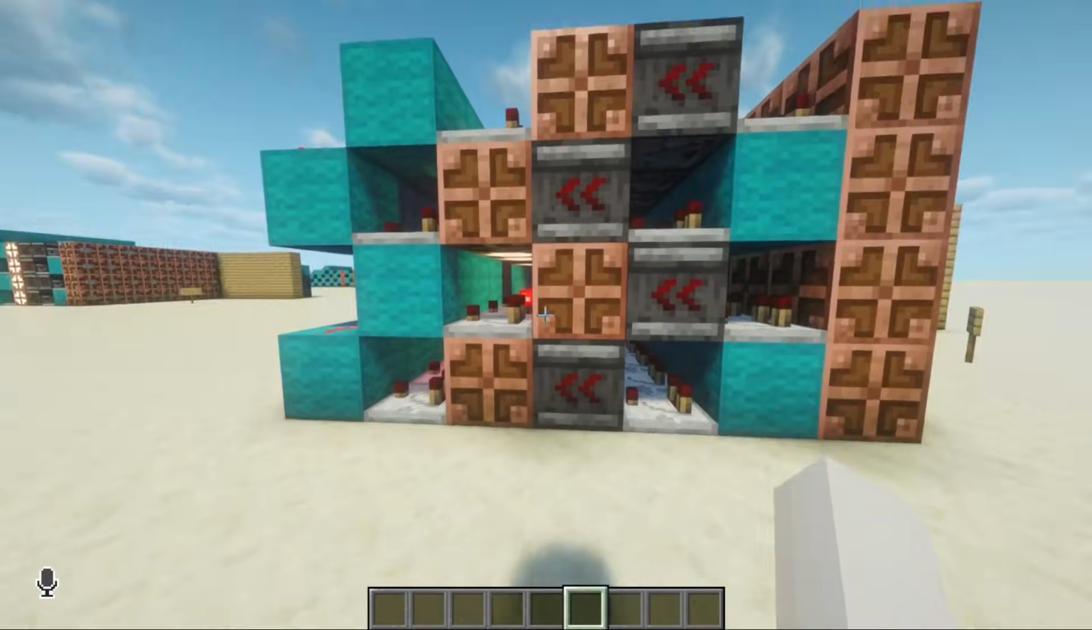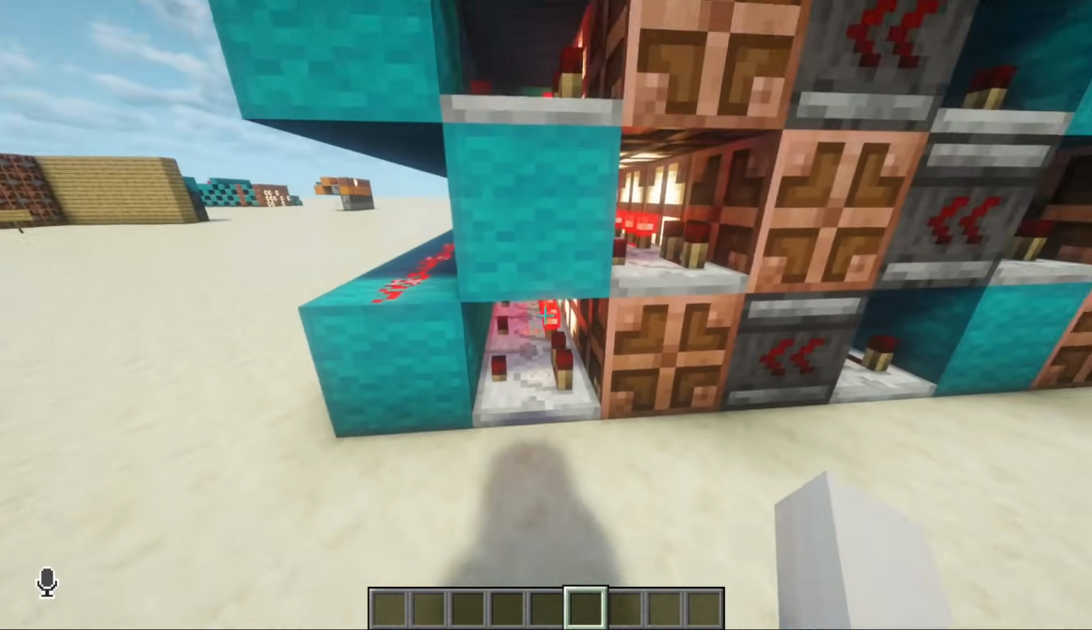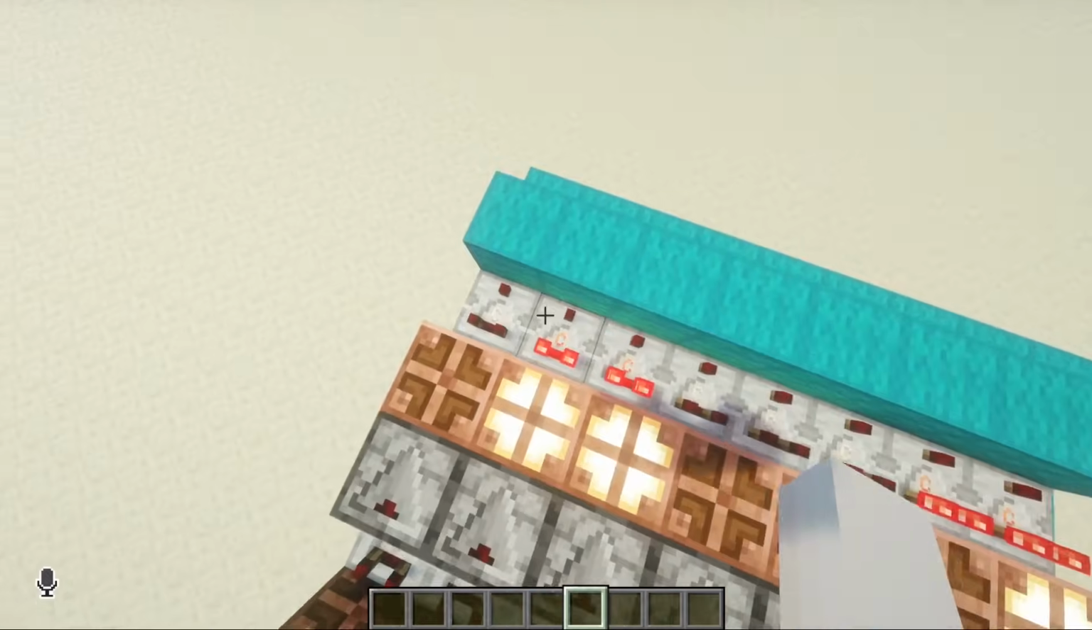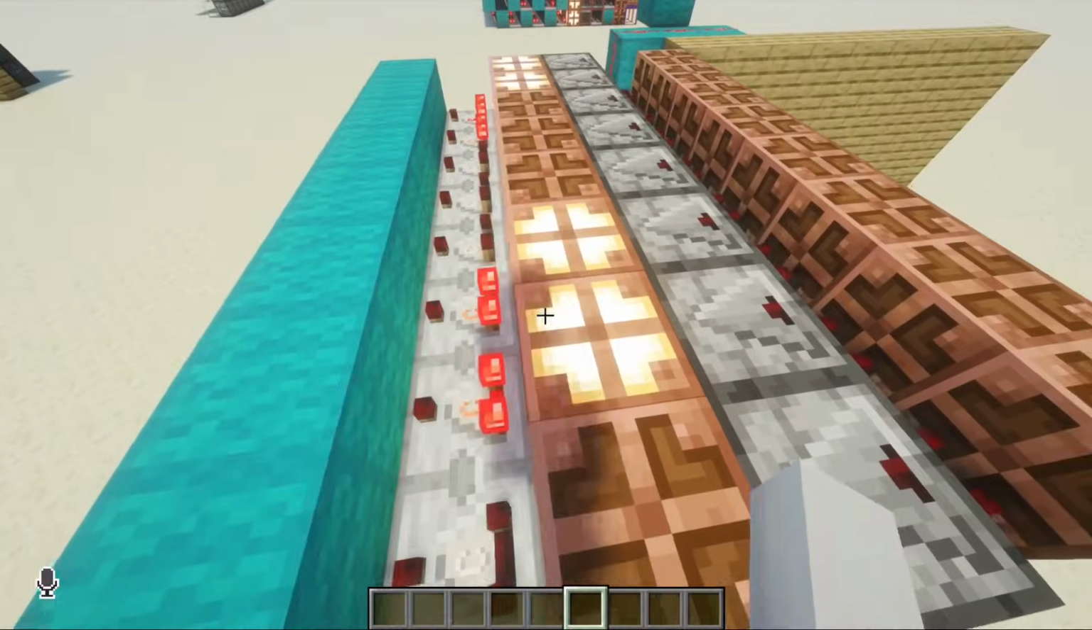So boom, boom, boom, boom. No need for the wall of observers. Comparators read out from these bulbs, and remember whenever I said that comparators reading off of a copper bulb give out a signal strength of 15, so they're really, really good?